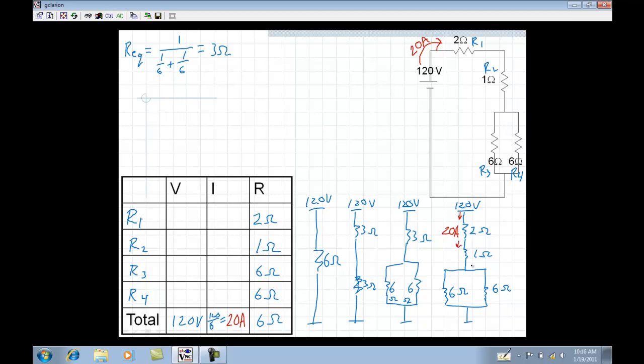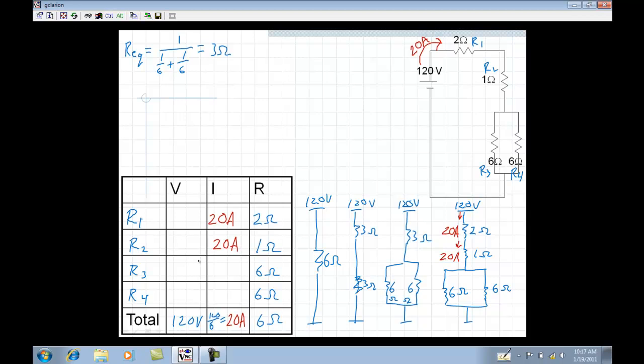Has it had a chance to split up when it gets to the 1 ohm resistor? No, it's still 20 amps. Okay? So in my current here through R1 and R2, what current should I write? 20. Okay, I should write 20 amps and 20 amps.